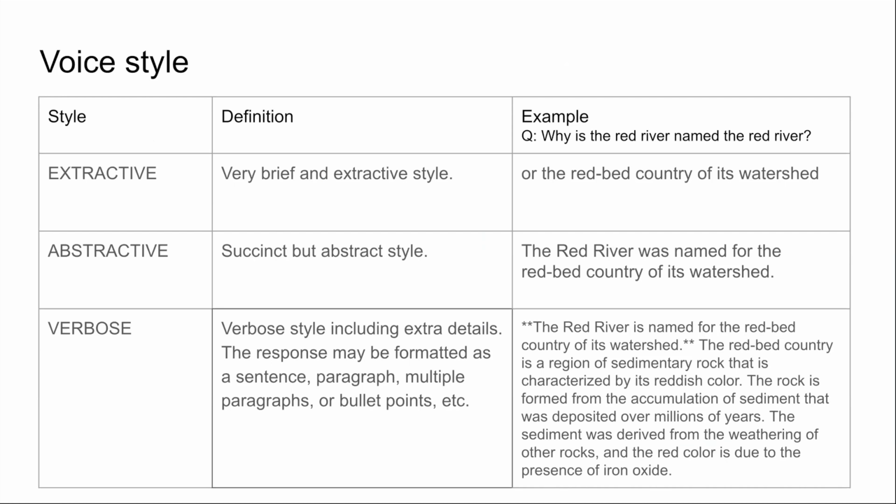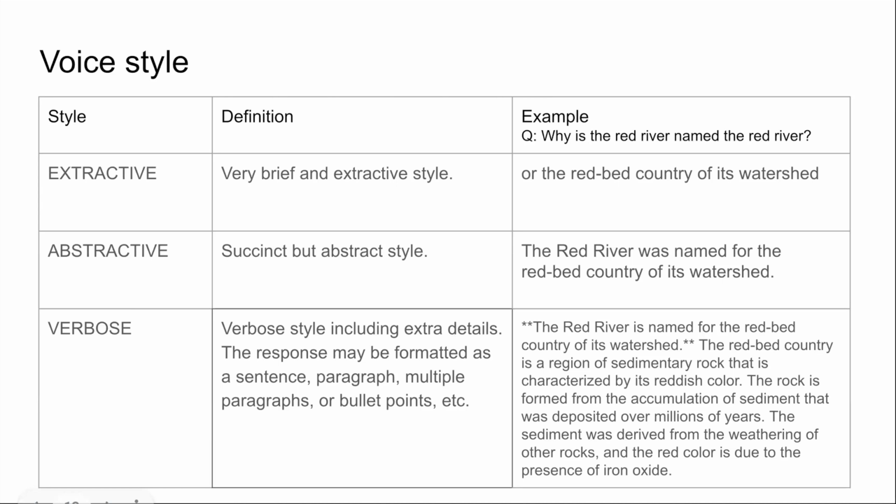The first style is extractive. For example, given the question, why is the Red River named the Red River, it'll just give a very simple phrase as an answer. Abstractive is a bit longer. The answer is the Red River was named for the red bed country of its watershed. Finally, this is verbose, which is a very chatty model that includes a bunch of extra details.